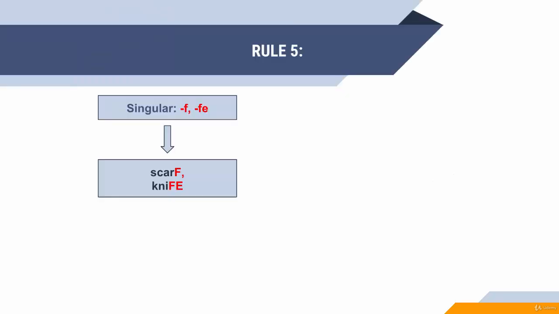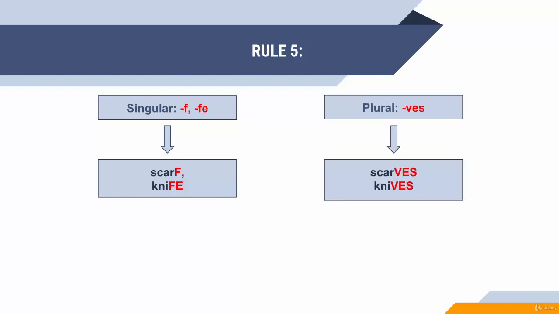Which means when the noun in singular finishes in F as scarf or FE as knife, then in plural you change F with VES. One scarf, five scarves. One knife, three knives.